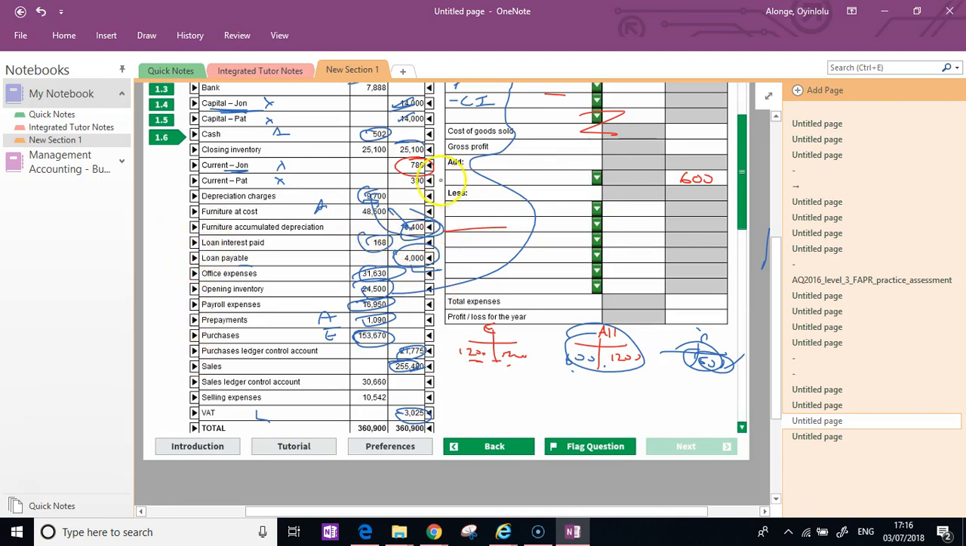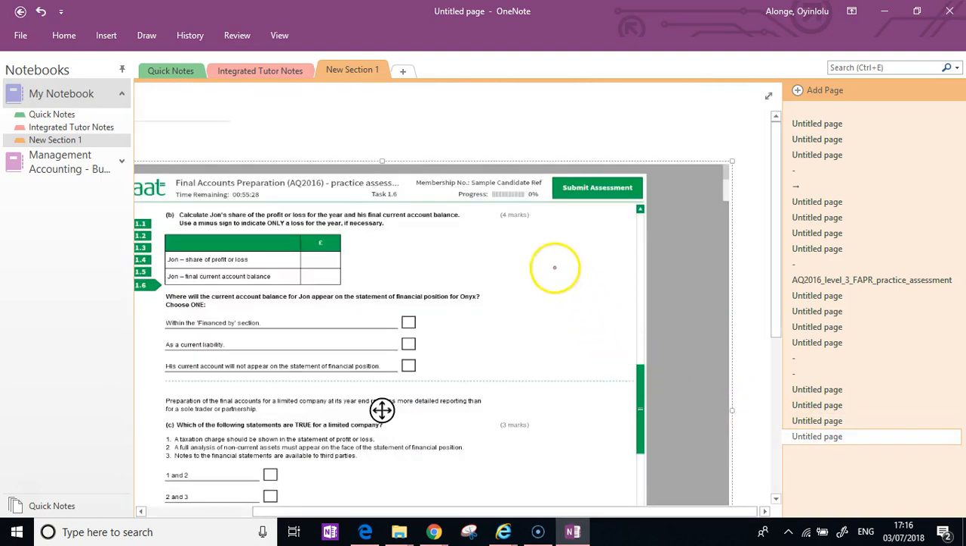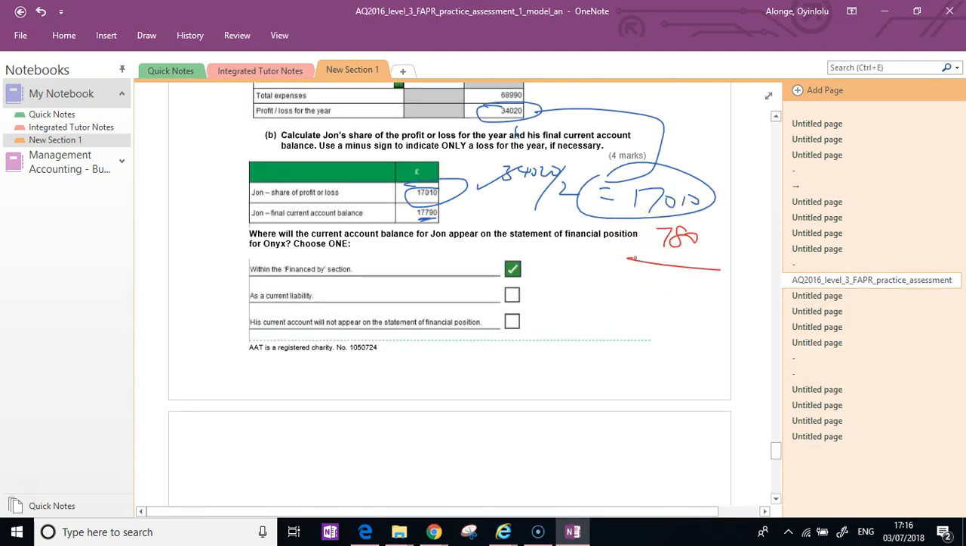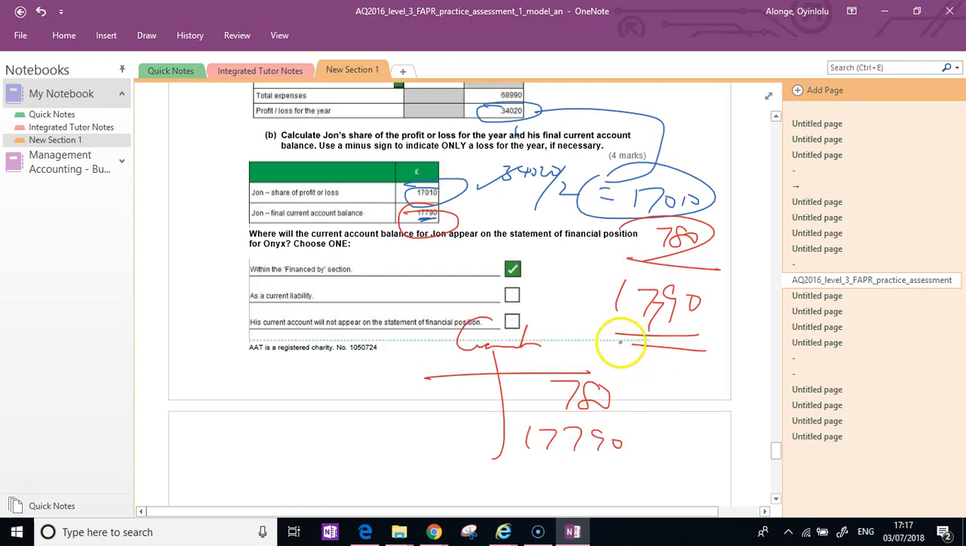So I have 780. I get 1790 if I add that on. That's how you get that 1790, because the only thing you have in this current account right now is the 17010 for the year. That's this profit that gets added on.